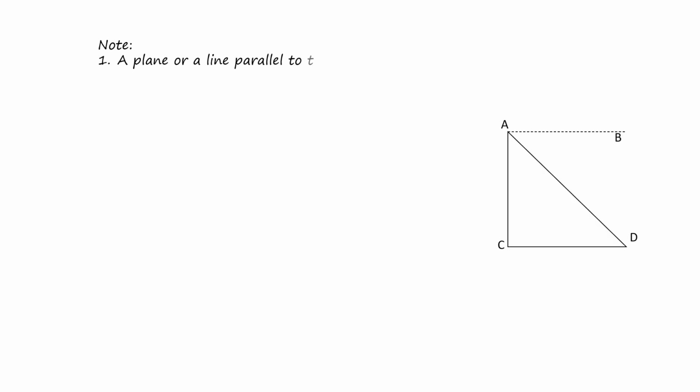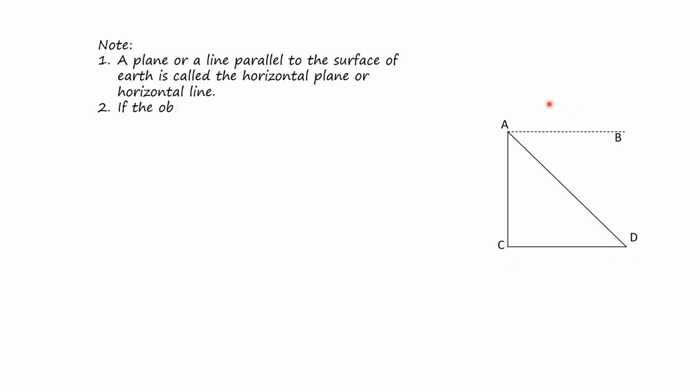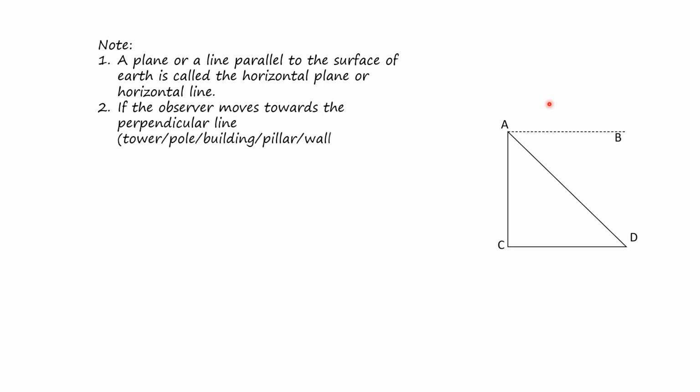We need to keep in mind some important notes. Let's see them. A plane or line parallel to the surface of the earth is called a horizontal plane or horizontal line. That is, when we come across this kind of problem, any surface which is perpendicular to the surface of the earth, let's say CD or AB, will be called a horizontal plane or horizontal line. If the observer moves towards the perpendicular line, may be a tower or a pole or a building or a pillar or a wall, the angle of elevation increases and vice versa.